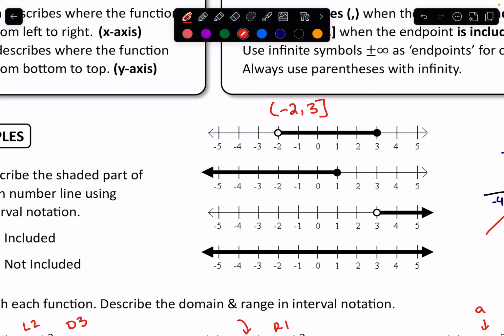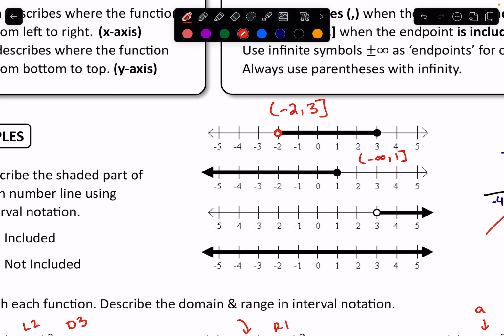The next one goes to the left forever, so I would use negative infinity. And on the right, it goes to the number 1, so I would put a bracket at 1. Notice I never put a bracket with my infinities. And the reason up above the negative 2 had the parenthesis was because of this open circle right here. If it was a closed circle, it would be a bracket instead of that parenthesis.